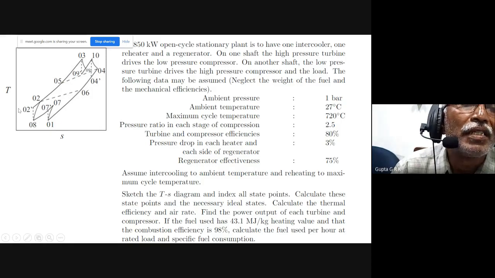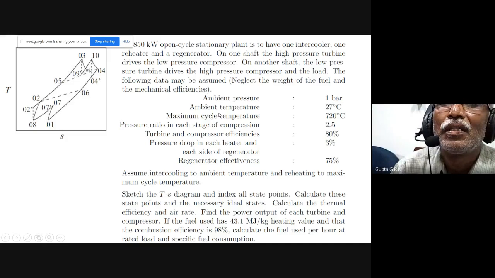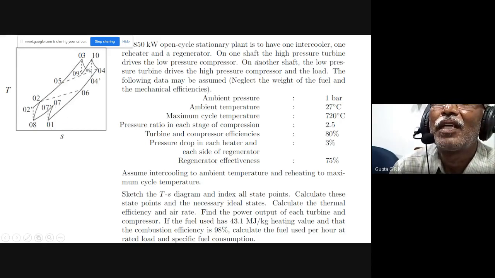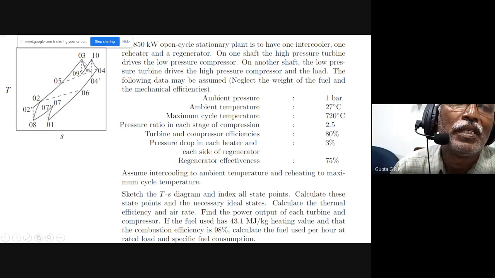So you can calculate this because P01, T01 will be given, the ambient temperature, and the pressure ratio in each stage of compression is given. Efficiency also is given, so I can calculate T07, T02, all these things. Now, because it is given that on one shaft the high pressure turbine drives the low pressure compressor, I have to equate this work and this work.